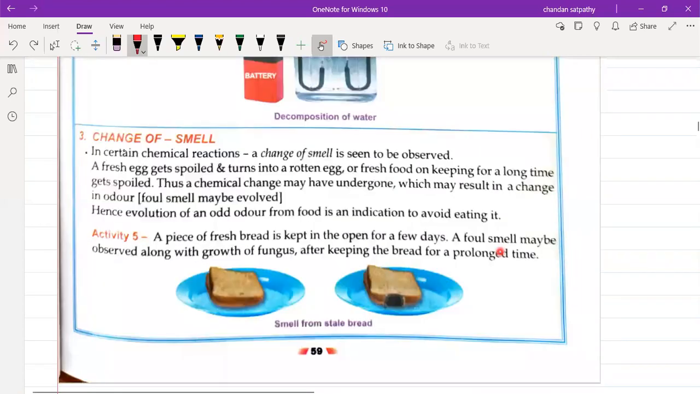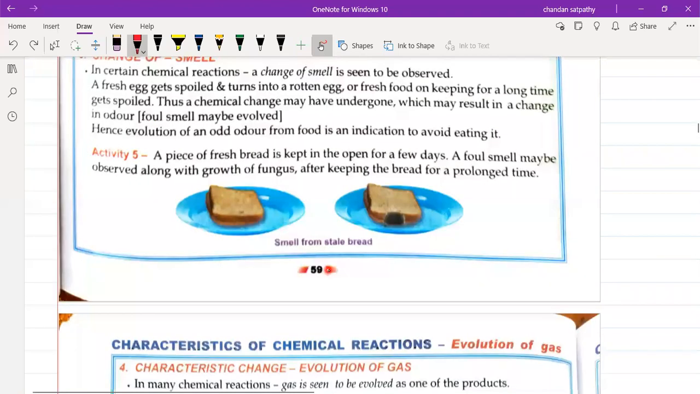Next, you will see change of smell. In some chemical reactions, what happens? A change of smell can also be observed. For example, a fresh egg, when it gets spoiled and becomes a rotten egg, then you get a bad smell, yes or no? Suppose a bread is kept for longer days, then it gives some foul smell. So we can say that a chemical reaction has taken place.